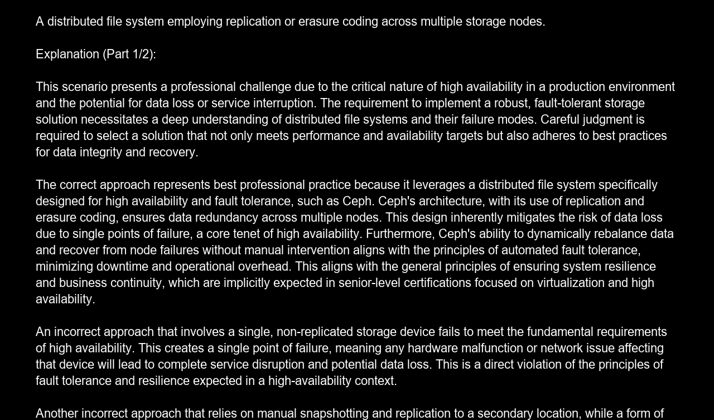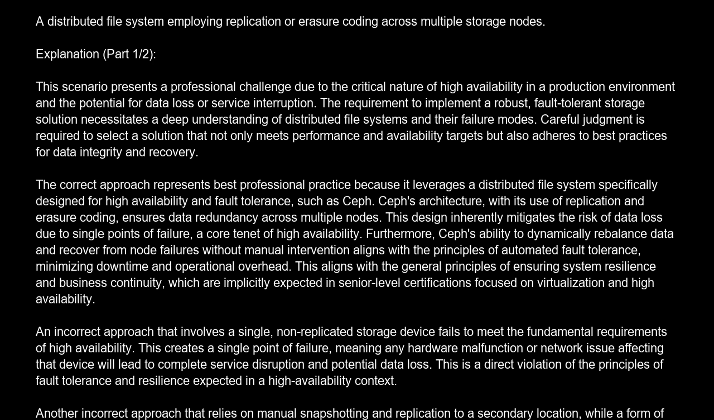An incorrect approach that involves a single, non-replicated storage device fails to meet the fundamental requirements of high availability. This creates a single point of failure, meaning any hardware malfunction or network issue affecting that device will lead to complete service disruption and potential data loss. This is a direct violation of the principles of fault tolerance and resilience expected in a high availability context.